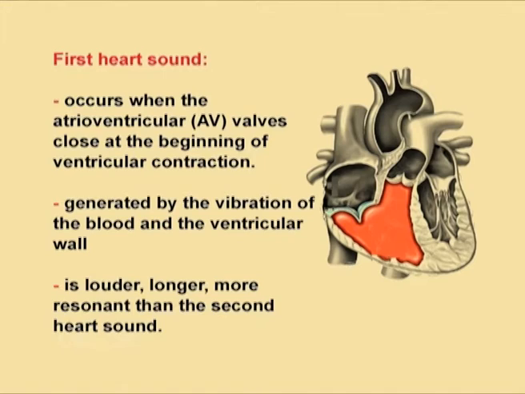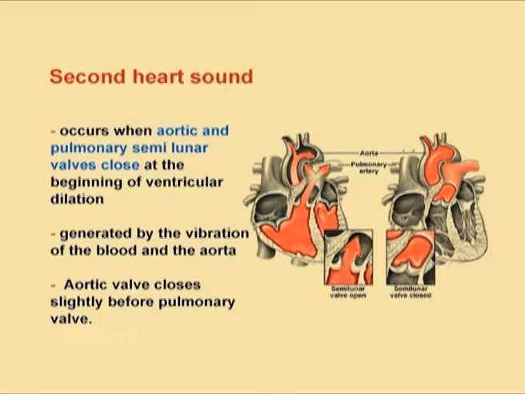Let us understand how the heart sounds actually take place. If you look at the diagram, the first heart sound that we can hear is due to the atrioventricular valve closing. The second heart sound is produced by the aortic and pulmonary semilunar valves when they close. Both these heart sounds contribute towards the lub and dub, the 2 sounds that we can hear either with our ear or with the help of a stethoscope.